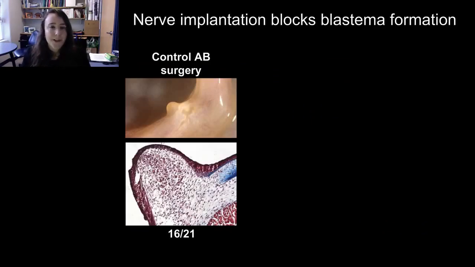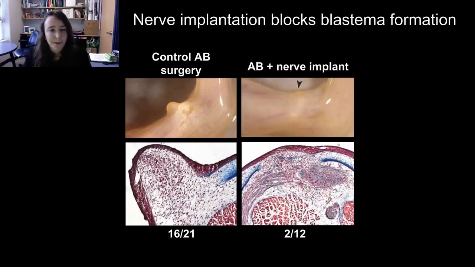Now, we wanted to see, were they in fact inhibiting the formation of this blastema? So here's a control experiment, very, very reliable production of these blastemal bumps. We had that in 16 of 21 of the surgeries that we did. But if we added this additional damaged nerve bundle, we only saw a bump forming in 2 of 12 cases. So in fact, when we added this sort of competitive damaged nerve to the normal wound site, we were able to completely block regeneration and bump formation.